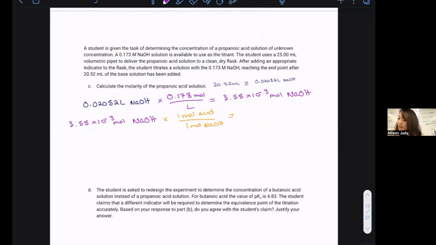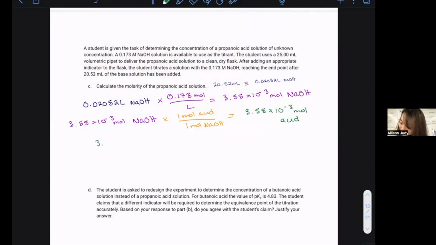Moles, okay? That means that I neutralized, and I'll put this in green, 3.55 times 10 to the negative 3 moles of acid. Okay, so now that I know how many moles of acid were neutralized, I can go back to the prompt and say, well, I was told that I used 25 milliliters of the propanoic acid. So what was the molarity of a 25 milliliter solution that had 3.55 times 10 to the negative 3 moles of acid?